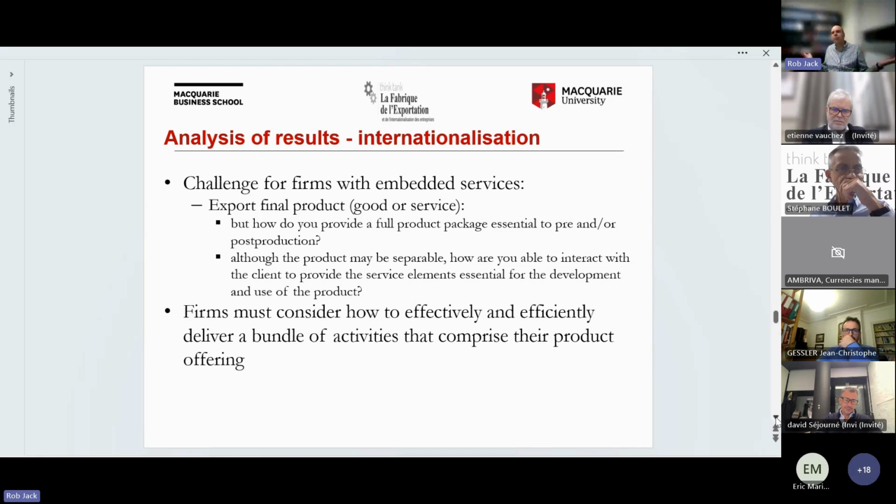And although the product might be separable, meaning it could be a good, it could be a report, which is also classified as separable, a specialized document that's handed over to the client, how are you able to interact with the client to provide the service elements essential for the development and the use of that product? So this is where you start to get the analysis of modularity coming into play, in terms of breaking down the product and looking at how these individual product components need to be internationalized.